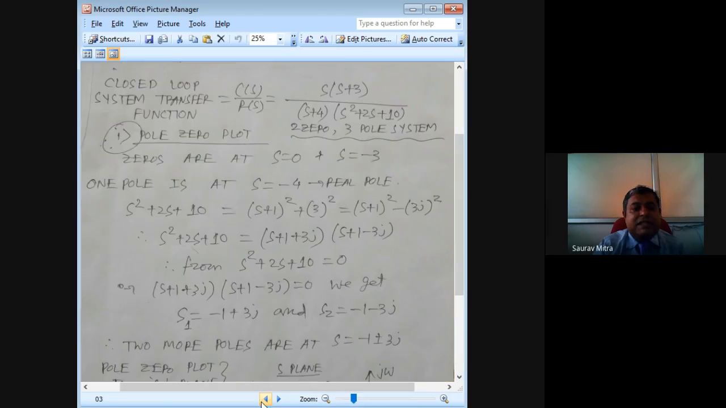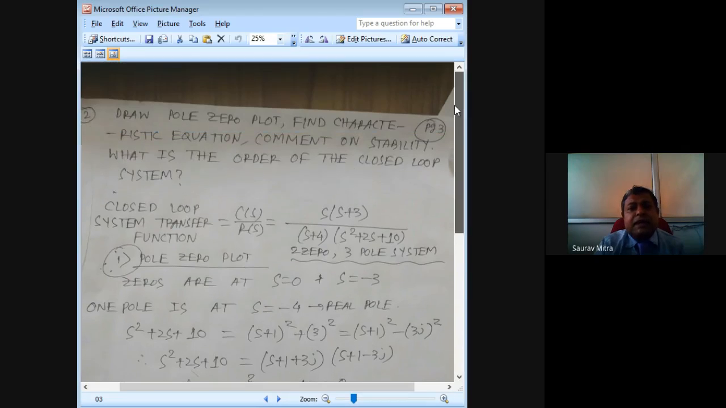I'm giving you just 1 minute's time. You just copy the statement of this, or you can take a screenshot. So this is the question: I'm giving you a C(s)/R(s), and from that given C(s)/R(s) you are supposed to find whether the system is stable or not, what is the characteristic equation, you have to draw the pole zero plot, and you have to tell me what is the order of the system. I'm giving you a minute's time. Very fast you can write down or take the screenshot of this.